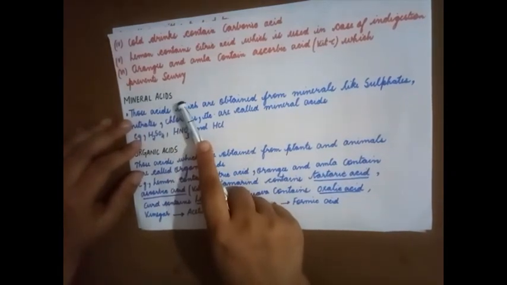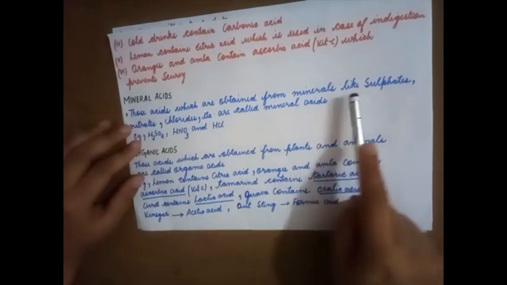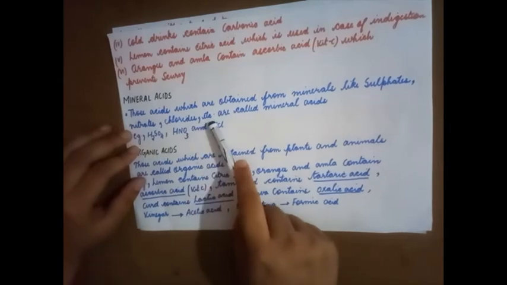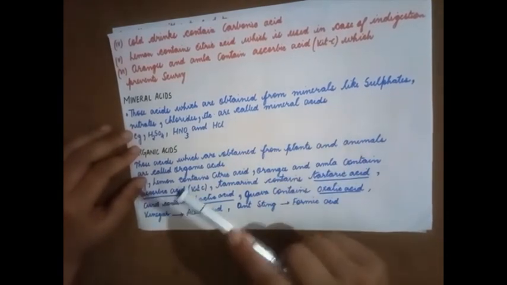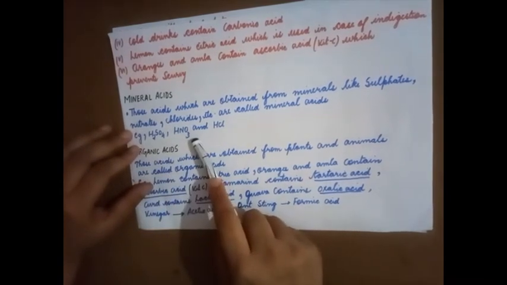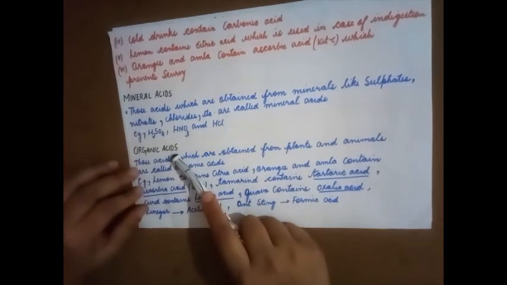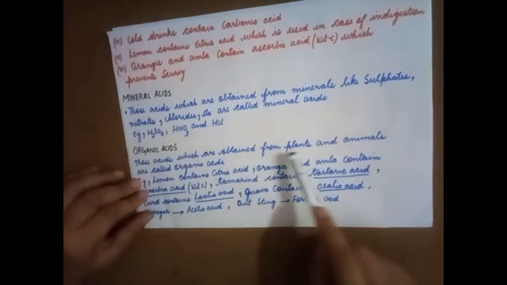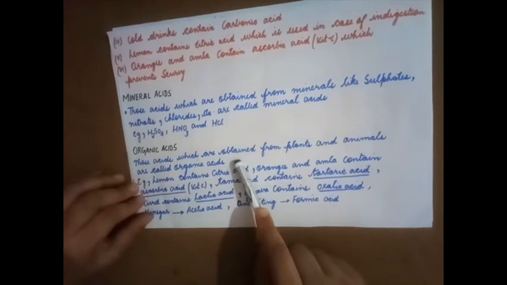Next, moving on to mineral acids. Those acids which are obtained from minerals like sulfates, nitrates, chloride, etc. are called mineral acids. So these are obtained from minerals. Example, sulfuric acid, nitric acid and hydrochloric acid. Next, organic acids. Now these acids which are obtained from plants and animals are called organic acids.